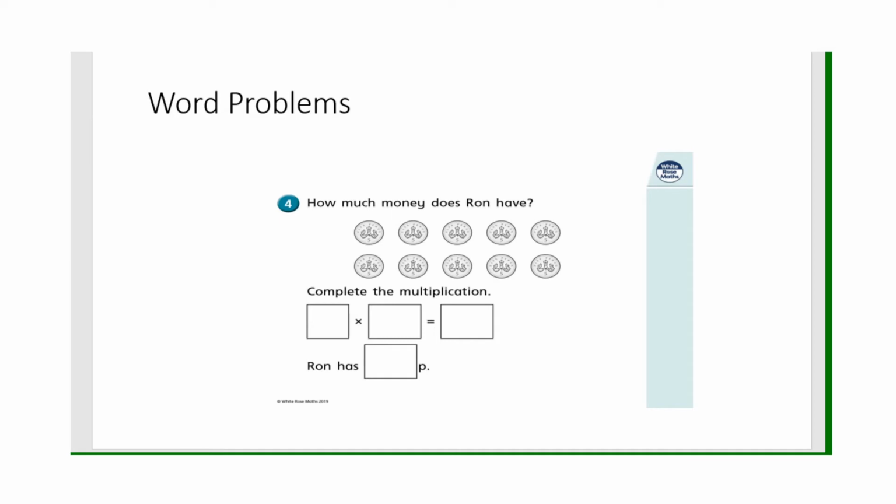Now then, how much money does Ron have? Let's complete the multiplication. Okay, so we have to count up how many 5p's he has. I don't have to count because I can see that there's 5 on the top and 5 on the bottom. So it would be 10 times 5 equals 50, because I know 5 times 10. But if I wasn't sure I could count: 5, 10, 15, 20, 25, 30, 35, 40, 45, 50. So 10 times 5 equals 50, and I know Ron has 50p.